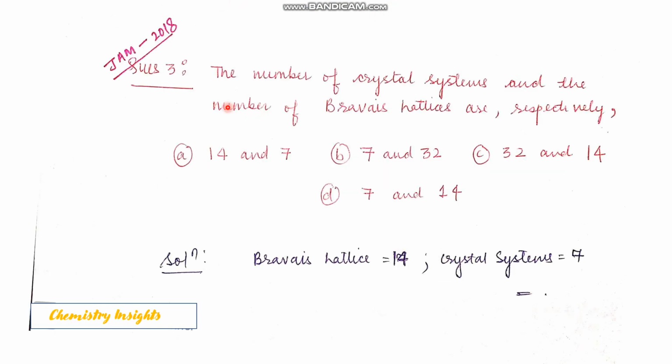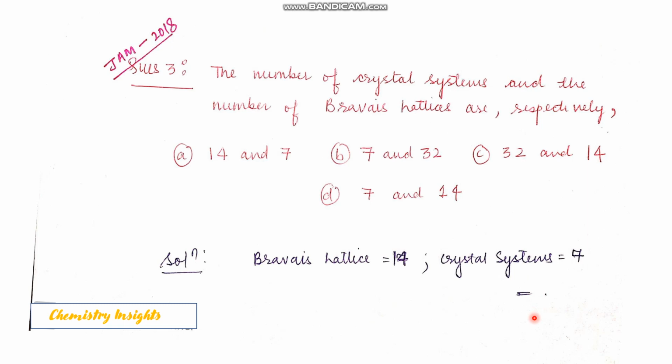This is the first question and it says: the number of crystal systems and the number of Bravais lattices are. So we have to find out the number of crystal systems and the number of Bravais lattices. In solid state, right, there are 7 different types of crystal systems: cubic, tetragonal, orthorhombic, monoclinic, hexagonal, rhombohedral, and triclinic.